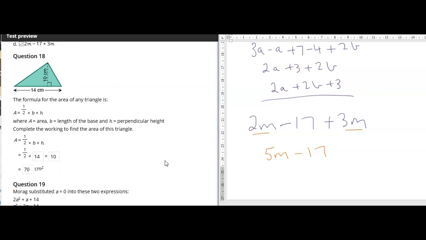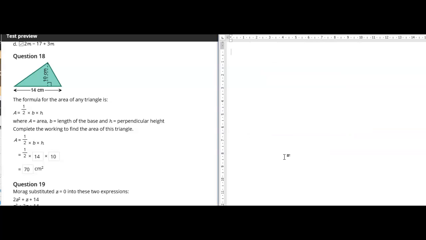Okay, question 18. So let me just get a clear page. The formula for the area of any triangle is A equals half times B times H. So it does tell you that A is your area, B is the length of your base, and H is your perpendicular height. So you can see here, perpendicular just means at a 90-degree angle with the base.